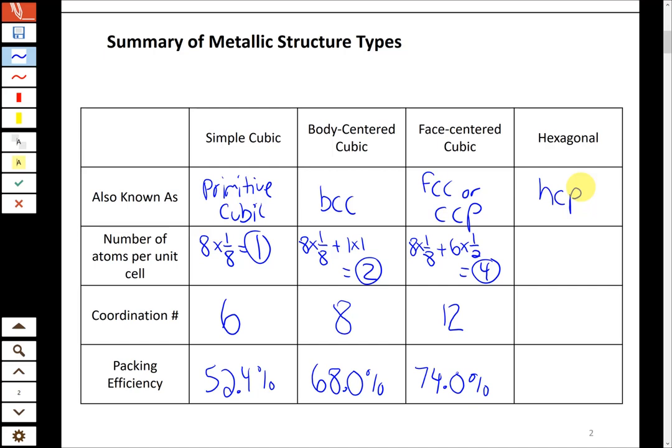In terms of counting the atoms per unit cell, it's not as straightforward for hexagonal, but just know that the number is 6 because the cell is not a cube anymore, so it's a little bit hard to visualize how the atoms are shared in this case. But total is 6, that's what you should be aware of. But the coordination number is the same as it is for face-centered cubic, as is the packing efficiency.